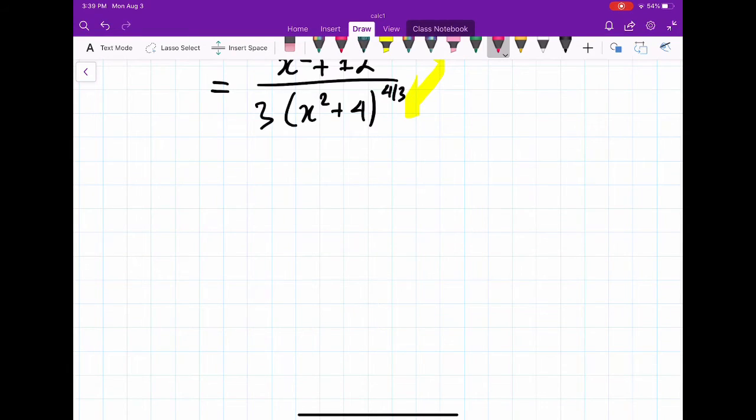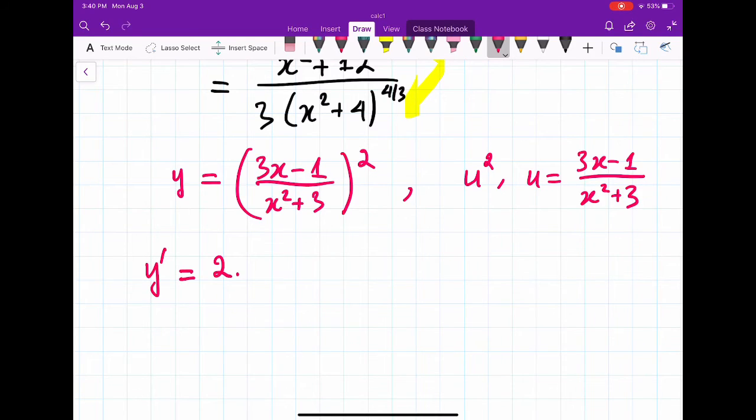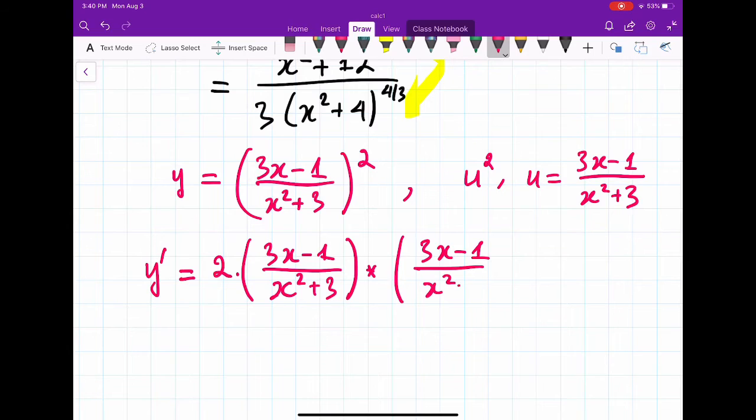simplification. So suppose that you have function y equal to (3x minus 1 over x squared plus 3) squared, and you need to find y prime. All right. Again, you need to use the chain rule, right? Because you have function u squared where u is (3x minus 1) over (x squared plus 3). So if you apply the chain rule, you have 2u, that means 2 times (3x minus 1) over (x squared plus 3), times u prime. So I write here ((3x minus 1) over (x squared plus 3)) prime.